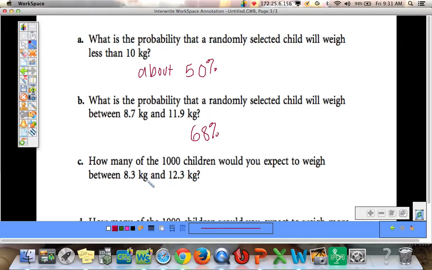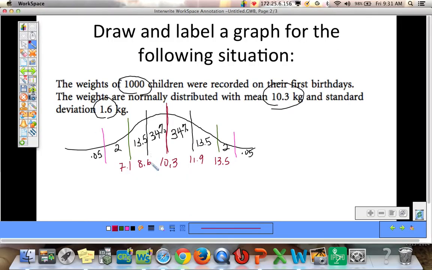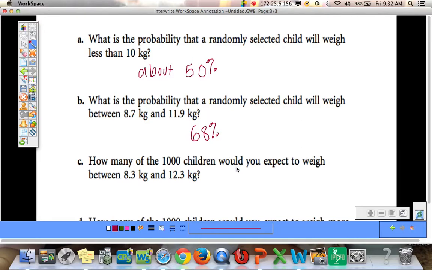All right, so again, 8.3 and 12.3, we'll find those. 8.3 will be somewhere a little bit less than this, and 12.3 will be a little bit bigger. So still it's within that 68%, a little bit more. So it'll be a little bit more than 68%.